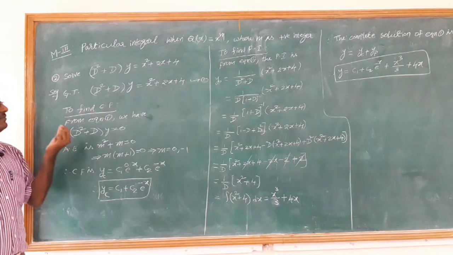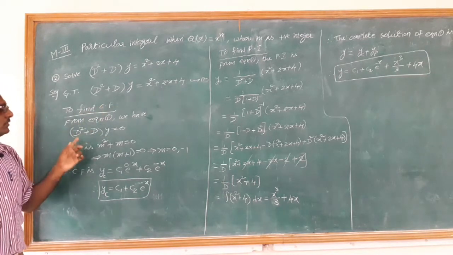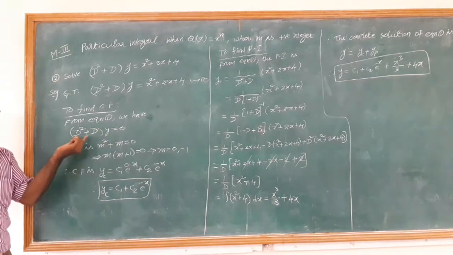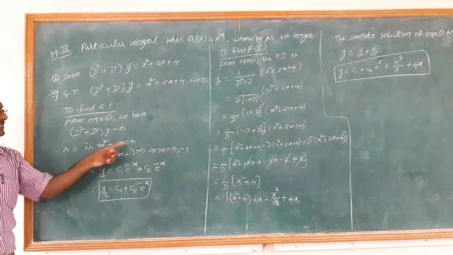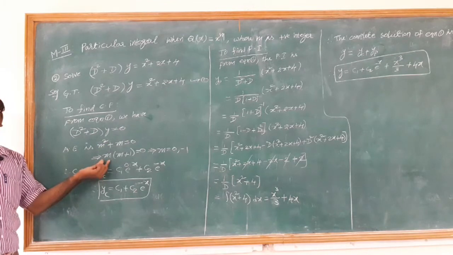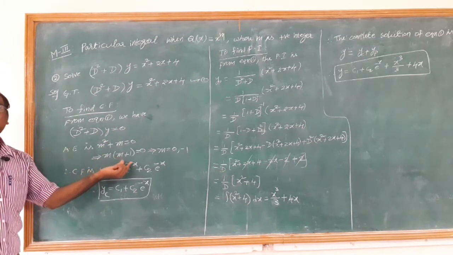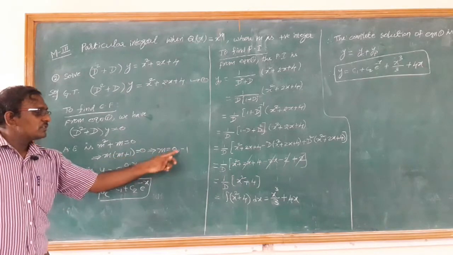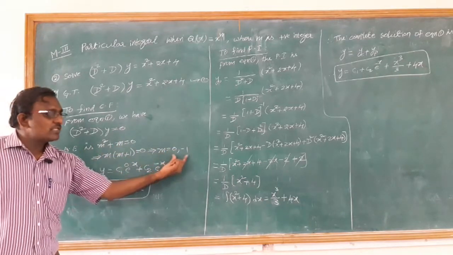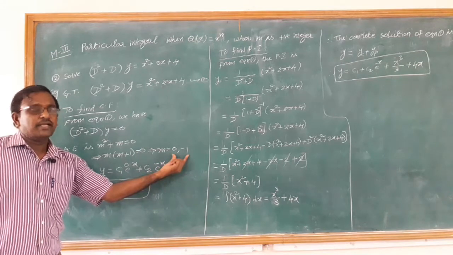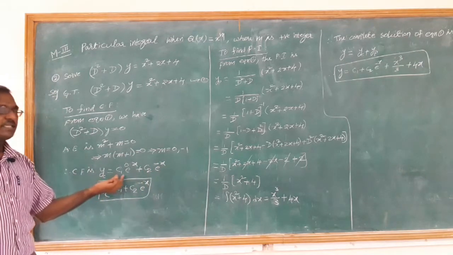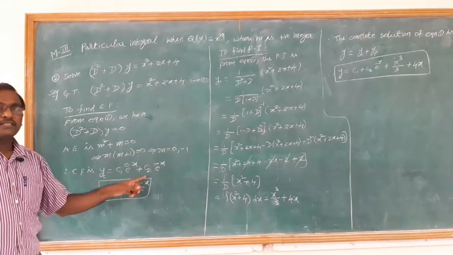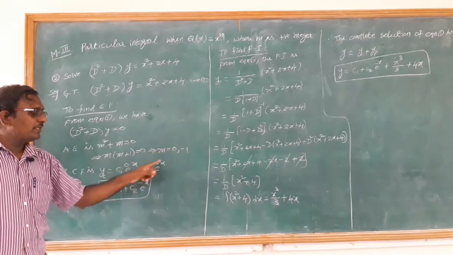To find CF, from equation 1 we have (D square plus D) of y is equal to 0. The auxiliary equation of this equation is m square plus m is equal to 0. m is common, then you can get m into (m plus 1) is equal to 0. So the roots are m is equal to 0, minus 1. Here the roots are real and distinct. So we can write the complementary function as yc is equal to c1 into e power 0 into x plus c2 into e power minus 1 into x.